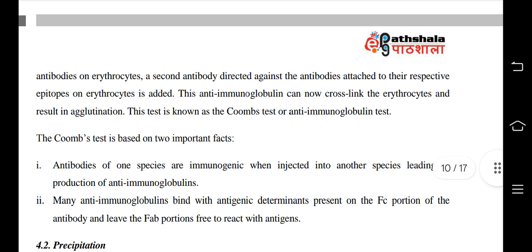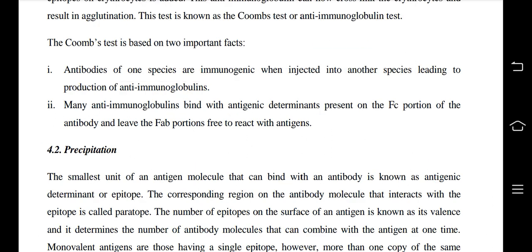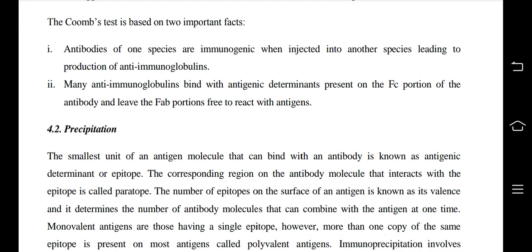Antibodies of one species are immunogenic when injected into another species, leading to production of anti-immunoglobulins. Many anti-immunoglobulins bind with antigenic determinants present on the Fc portion of the antibody and leave the Fab portions free to react with antigens.